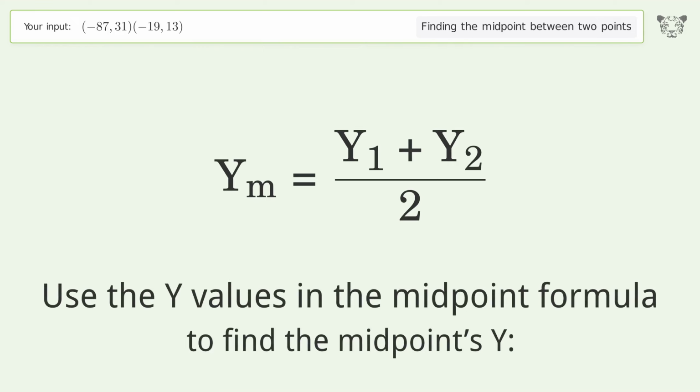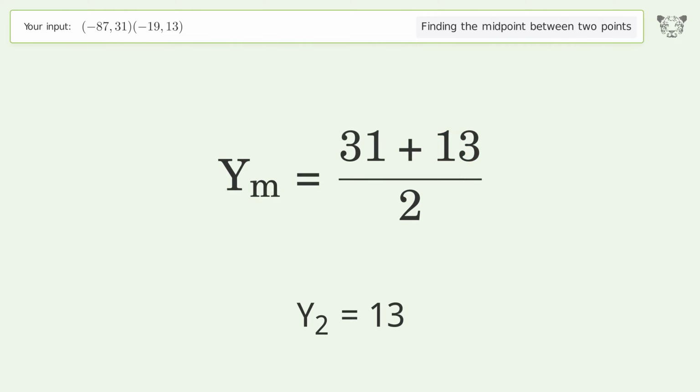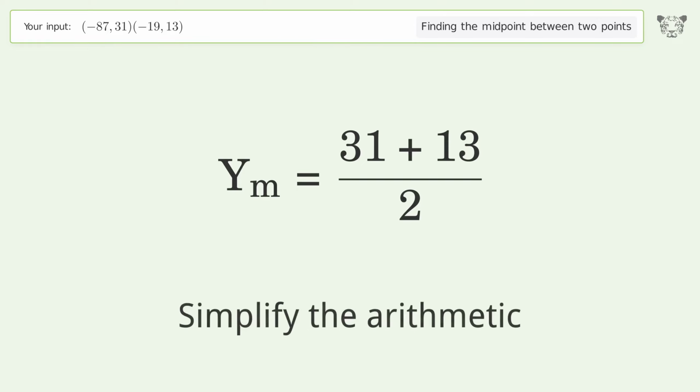Use the y values in the midpoint formula to find the midpoint's y. y1 equals 31. y2 equals 13. Simplify the arithmetic.